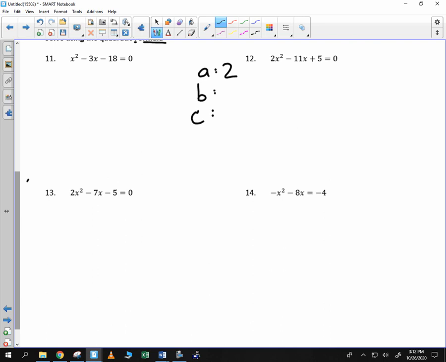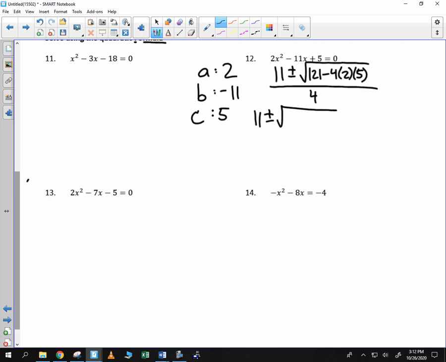A is 2, B is negative 11, C is 5. 11 plus or minus the square root of 121 minus 4 times 2 times 5, divided by 2a, which is 4. So we have 11 plus or minus the square root of 4 times 2 is 8, times 5 is 40. And 121 minus 40 is 81. Get that nice number 81 again, so it's 11 plus or minus 9 over 4.